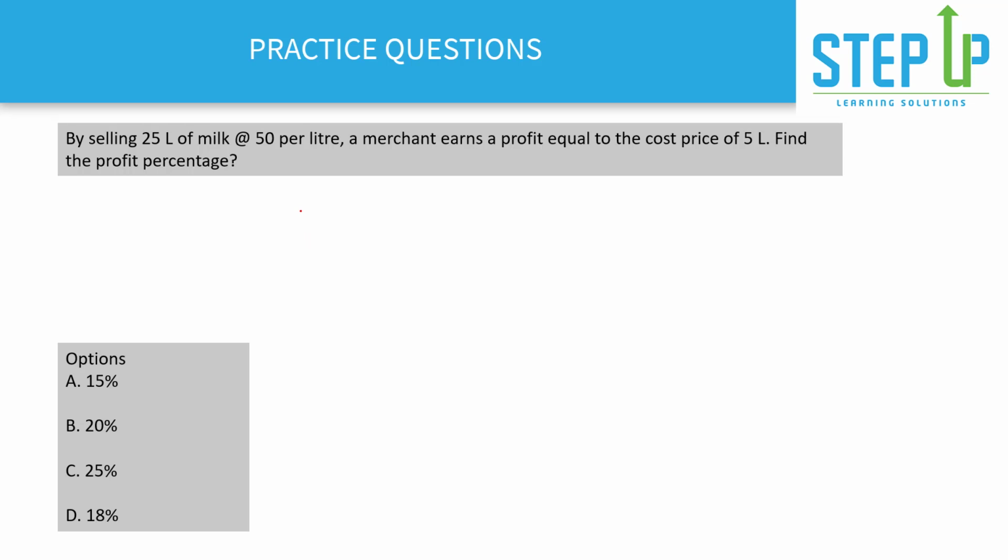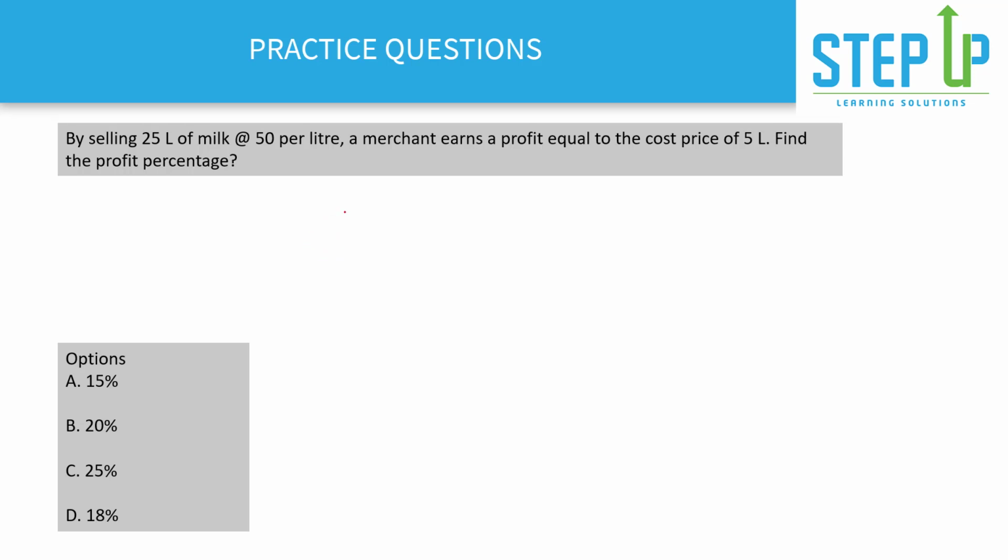By selling 25 liters of milk at 50 per liter, a merchant earns a profit equal to the cost price of 5 liters. Find the profit percentage. Now, one thing I want you to realize is that if we want to calculate profit percentage, we need not calculate the actual profit. Even if we know the ratio of SP by CP, our job will be done.